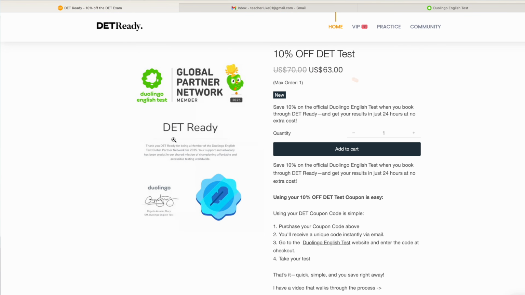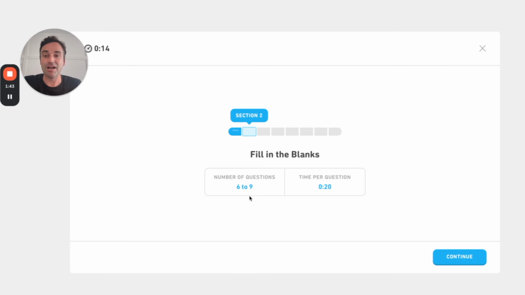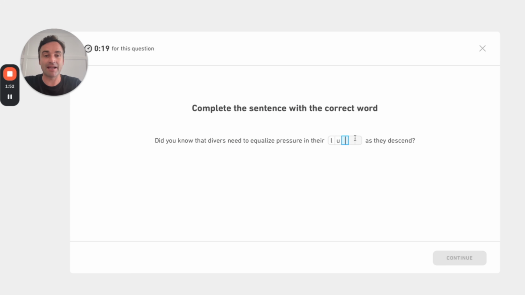Okay, let's get to the next question type, which is called fill in the blanks. Now moving on to the second vocabulary question. This is called fill in the blanks. This one tests your vocabulary knowledge in context. You have to read a sentence and complete the missing word. You only have 20 seconds, so also really quick.